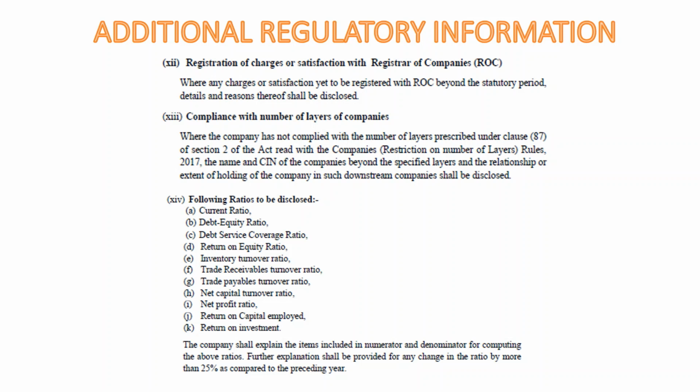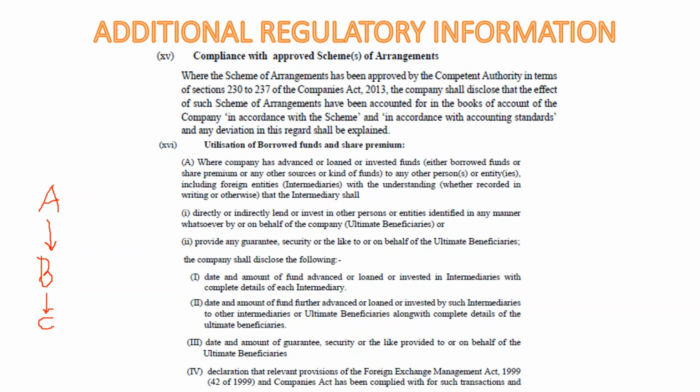This can be referred to for the formulas. 15th disclosure: in case of any approved scheme of arrangement, the company has to give a sentence that they have complied with the scheme of entries provided in the scheme approved and it has complied with the accounting standard. In case of deviation, the same needs to be explained and reasons need to be given.